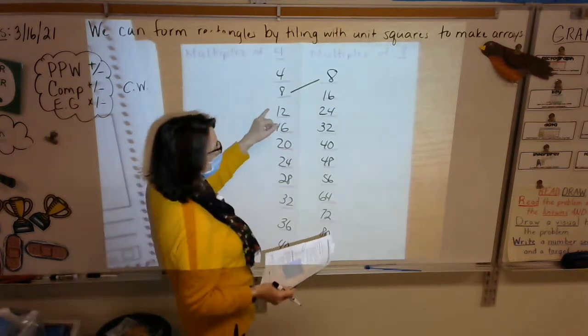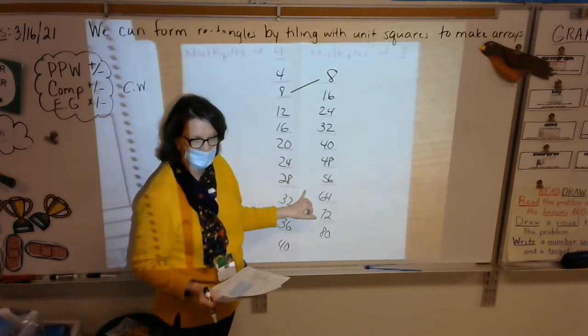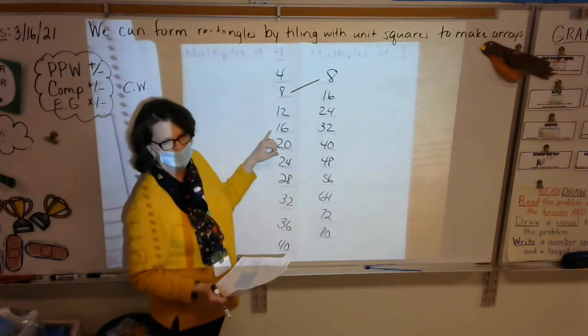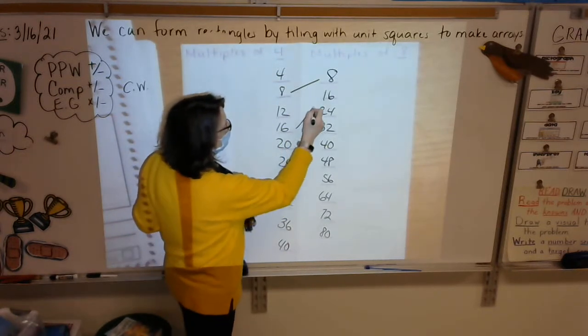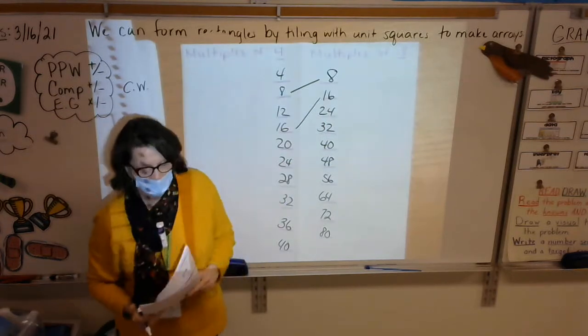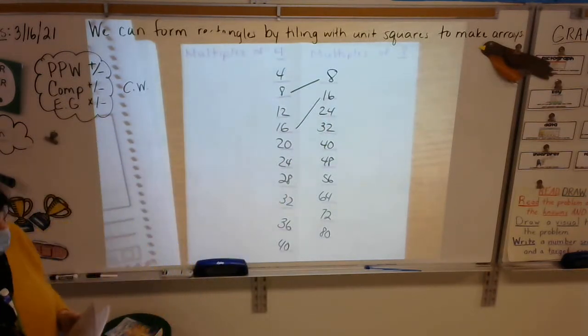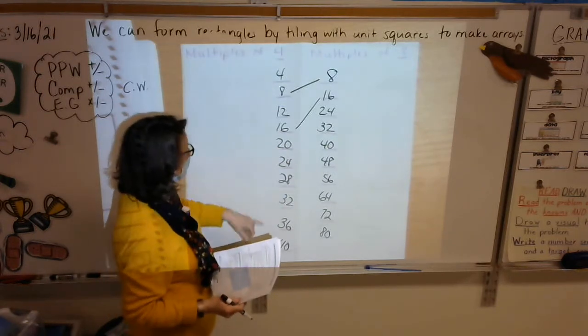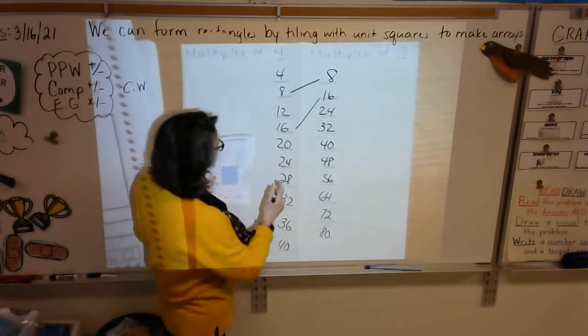I have a 12 here. Can I find a 12 in the multiples of 8? No. How about 16? Can I find 16? Yes, I can. I'm going to connect those. So some of you have it all figured out. Will there be a 20 in the multiples of 8? No, there will not. How about 24? Yeah, so let's connect those.